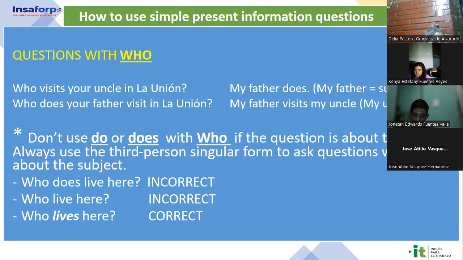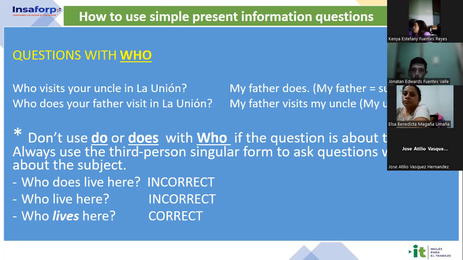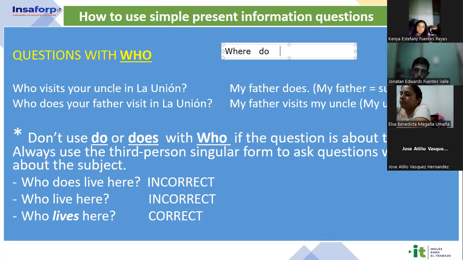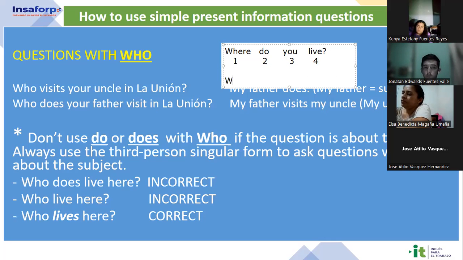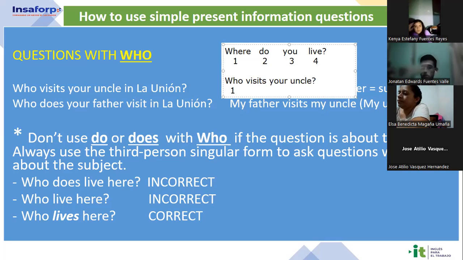Present. Good. Now, pay attention in this because it's very difficult, right? Remember I said that in the question we say, for example, where do you live, right? Notice that is 1, 2, 3, and 4. So we have four elements, right? But in this question, look, who visits your uncle? How many do you have? One, two, three, right? What happened here?